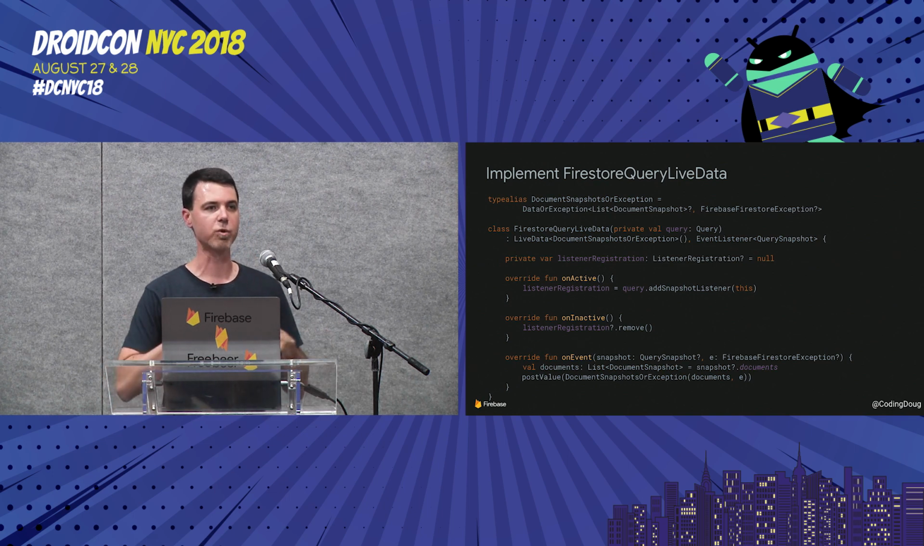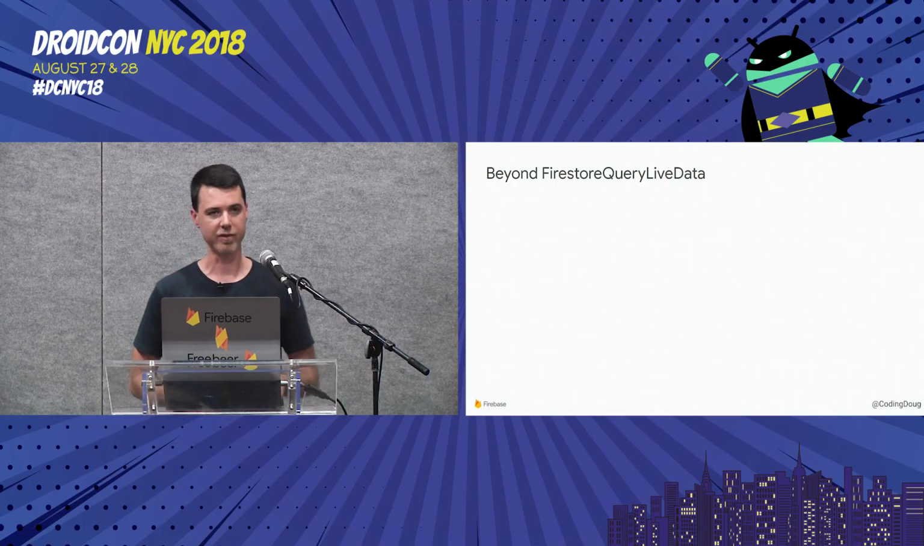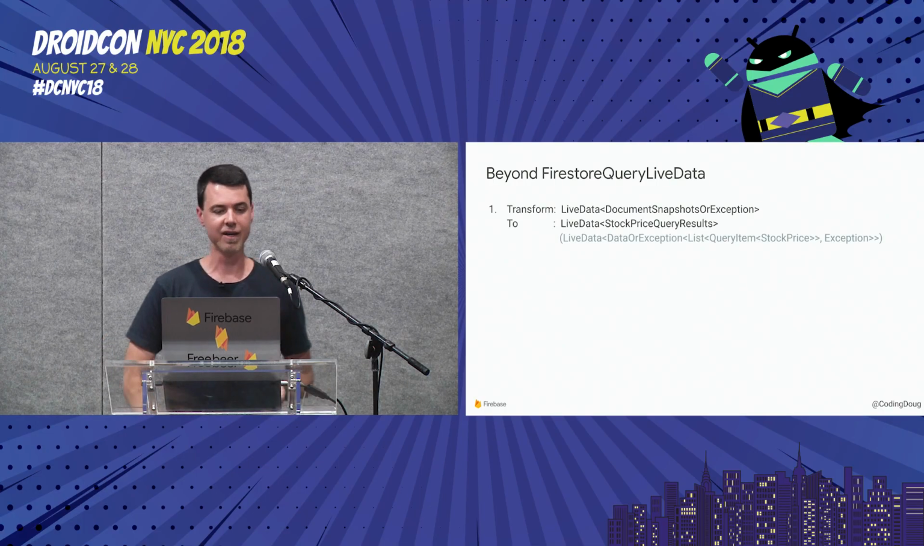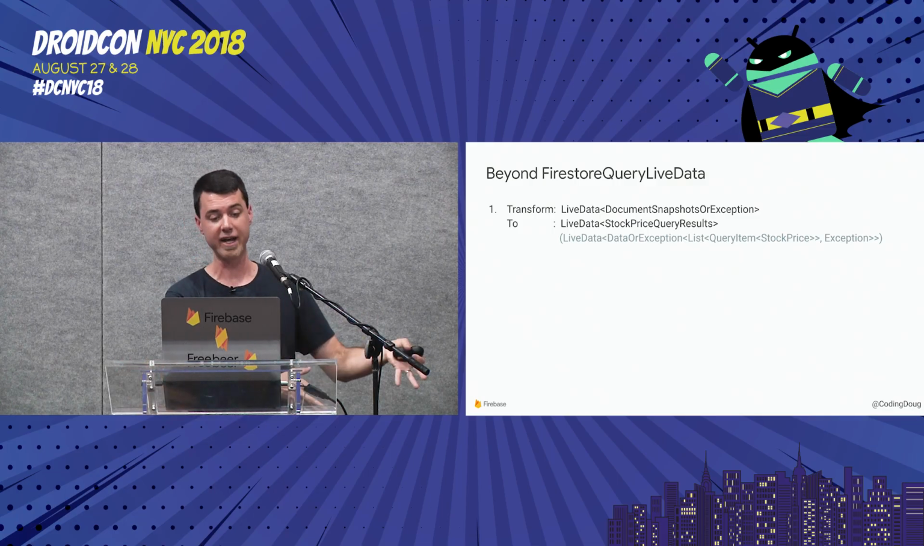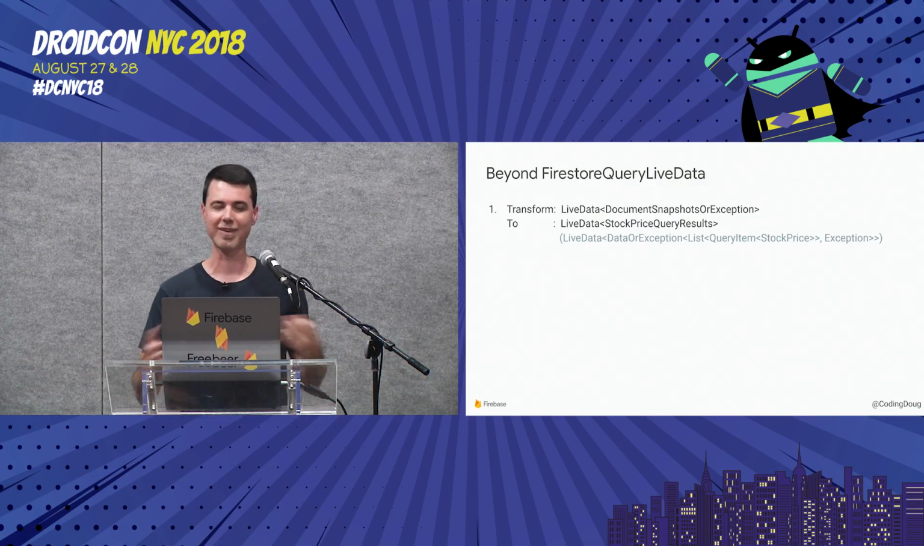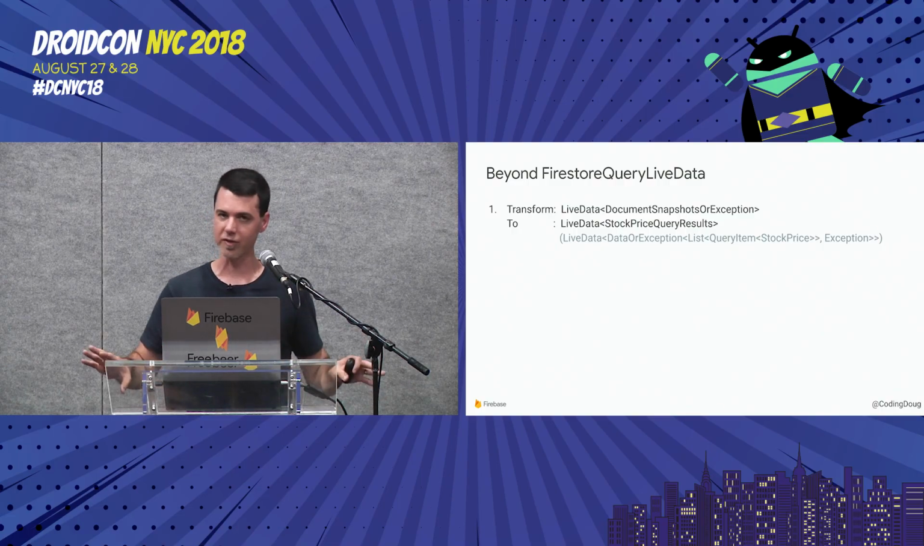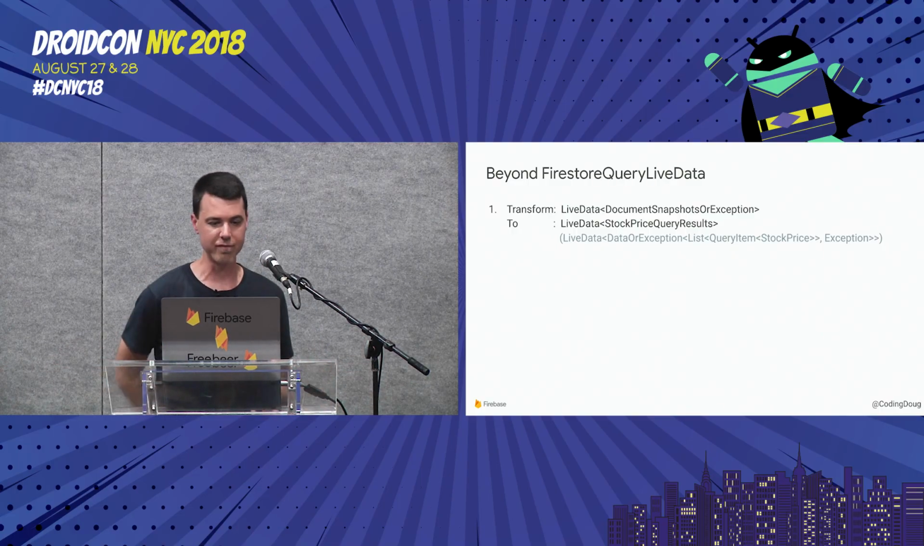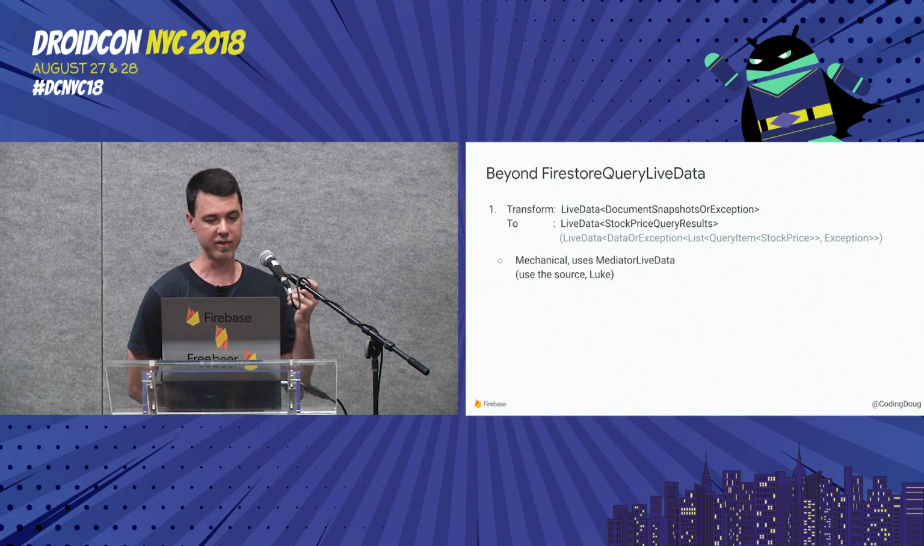So this is generic. This works for any sort of Firestore query, but we want to actually make this relevant to stock prices. We want to get the stock prices out of that. And I won't show the code for this. It's fairly mechanical. What we need to do is transform this live data of a generic document snapshot type into a strong type. And so basically, you need to deserialize that document. I won't show the code. Go into the repo, see that for yourself. It's mechanical. It uses something called mediator live data to do that conversion.